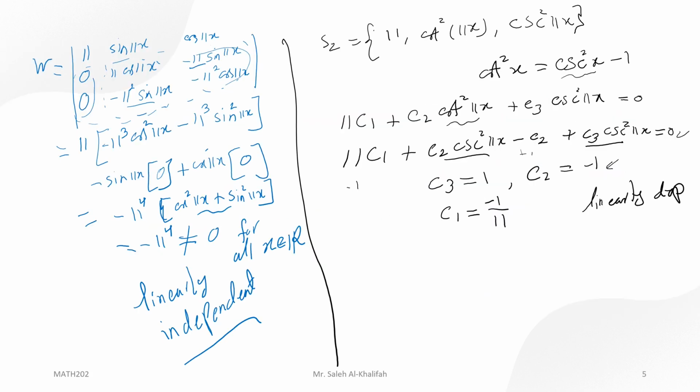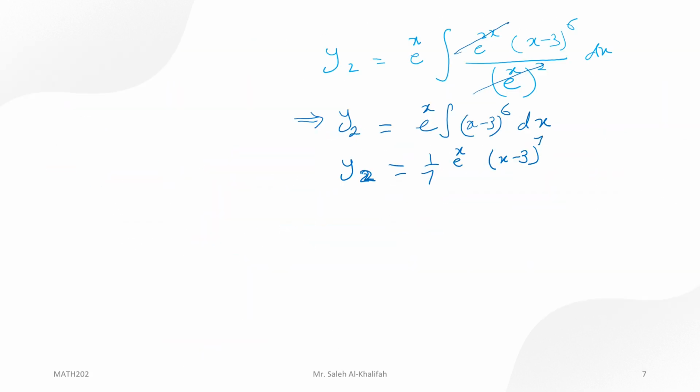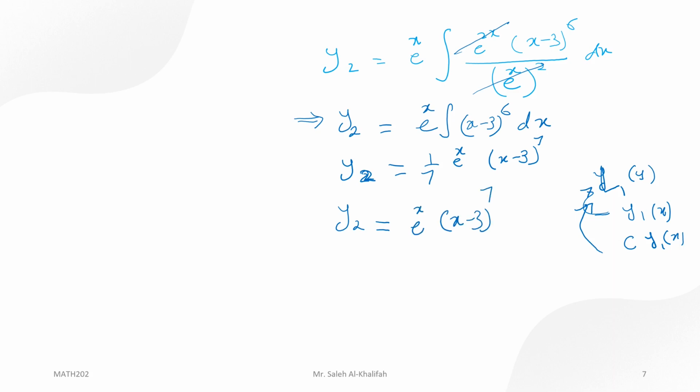طيب في نظرية تقول انه if we have differential equation L of y has a solution y1 of x, تمام. If this is a solution of this differential equation, then a constant multiplied by this solution is also a solution of this differential equation. يعني constant ما راح يأثر. But we can say that also y2 is nothing but e to the power x of x minus 3 to the 7th power.